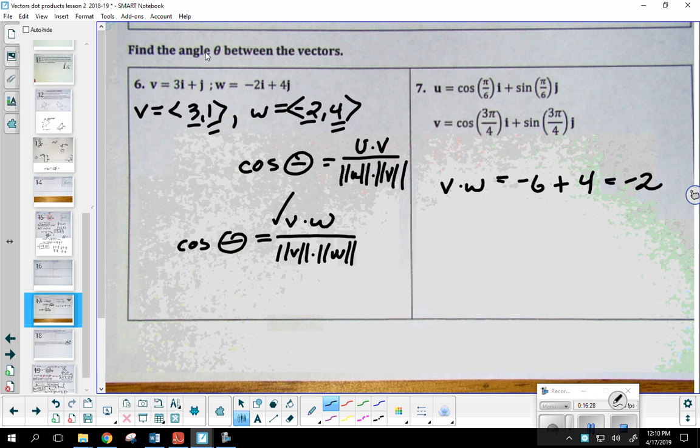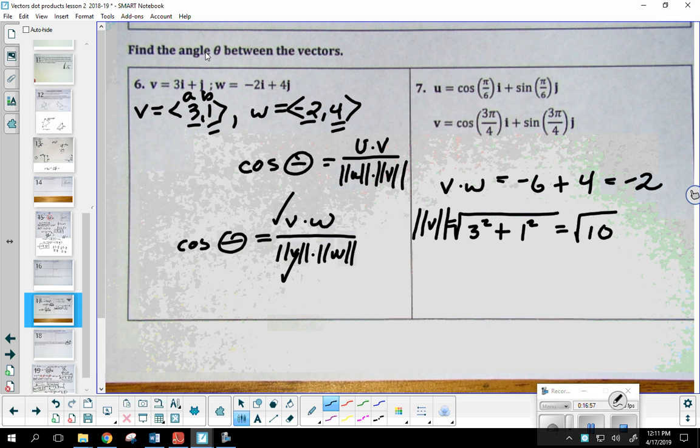Now I want the magnitude of v, so this one I do need to keep the square root. So the magnitude of v is equal to the square root of a squared, so that would be 3 squared, plus b squared, so 1 squared. So it looks like we have the square root of 10. So I've got the magnitude of v. I only need one other part, and then I could use the formula.